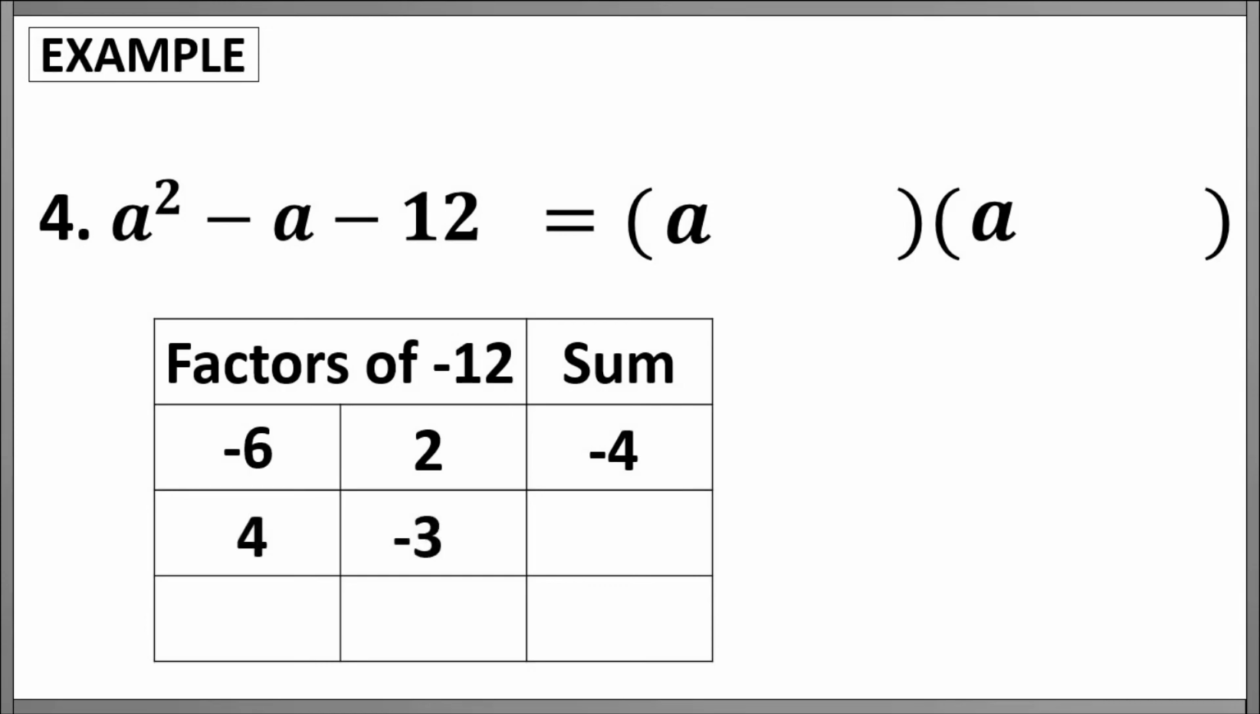Let's try another. For negative 3 and 4, the sum is 1. And since we need negative 1, we will only interchange the signs: negative 3 becomes positive 3, and 4 becomes negative 4. Now the sum becomes negative 1. Since we got the coefficient of the middle term, we will now write minus 4 and positive 3. So therefore, the factors that we need are the quantity a minus 4 and the quantity a plus 3. So that's how we get the factors of a quadratic trinomial.